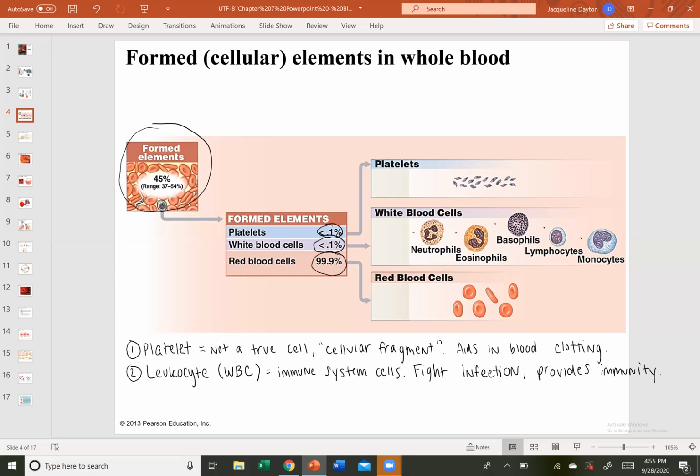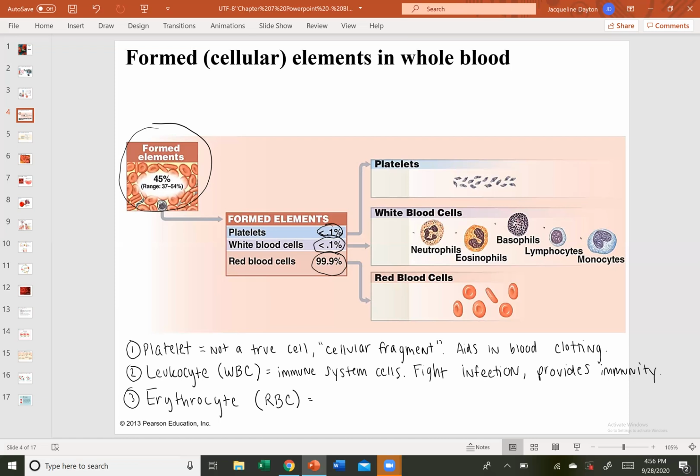Now, the last type of formed element we're going to discuss is the red blood cell. This accounts for 99.9% of the cellular elements inside of whole blood. So this is the largest component of blood. So blood is primarily composed of red blood cells. The other name for a red blood cell is an erythrocyte. Okay, so erythrocyte is another word for a red blood cell.